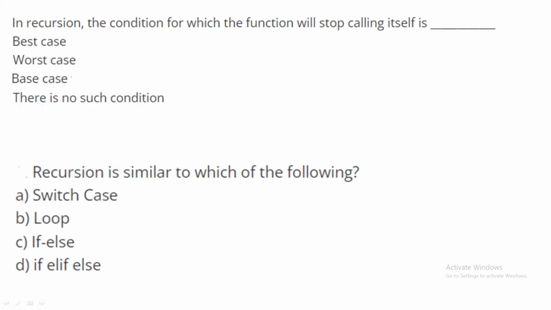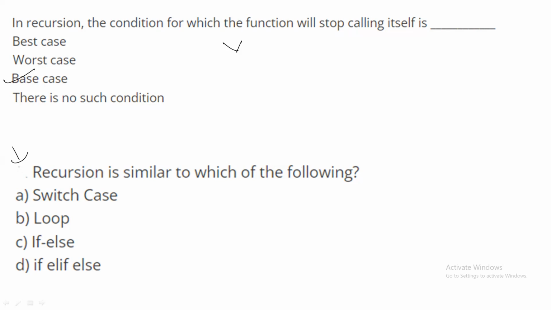The next question is, in recursion, the condition for which the function will stop calling itself is? So the recursion program gets terminated when it meets the base case. Okay, so the base case is the condition for which it will stop calling itself. When it meets the base case, it will return from the function or terminate the session.